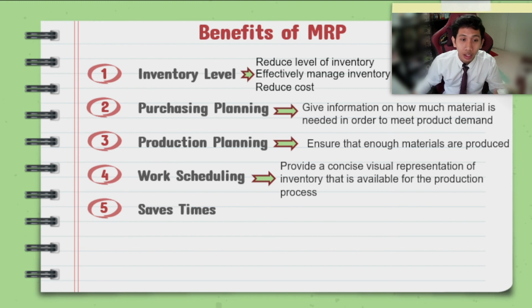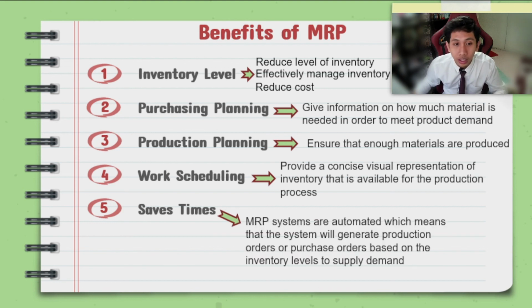The next one is save time. Having an integrated production planning and scheduling system that can perform MRP will save time. MRP systems are automated, which means that the system will generate the production orders or purchase orders based on inventory levels to supply demand. In addition, all team members have access to the latest data in real time, which eliminates time wasted updating each other on changes made to the production.